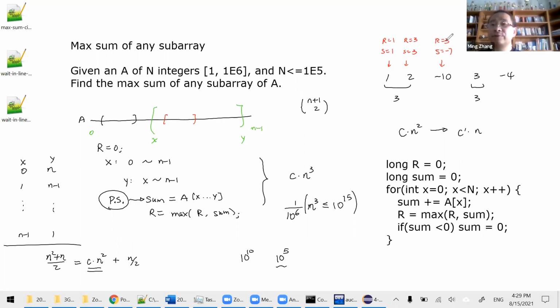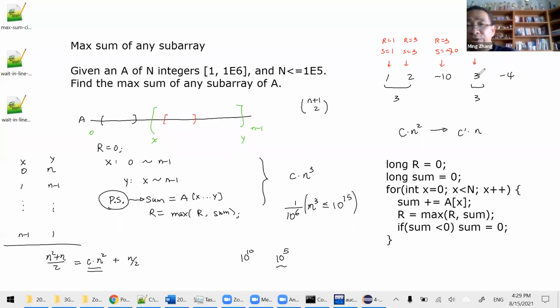Can I move this one? Okay. But here, if sum is negative, I'm going to make this one 0. Okay, a little bit weird, right? Why, if it's negative, I'm going to make it 0. Okay, let's keep going here.